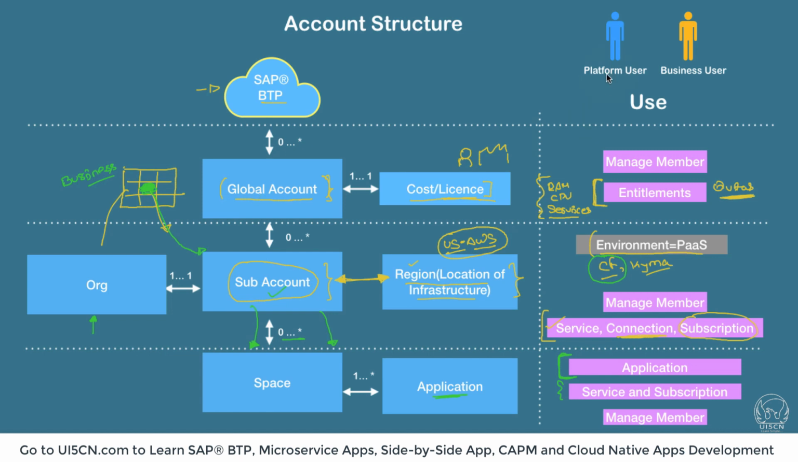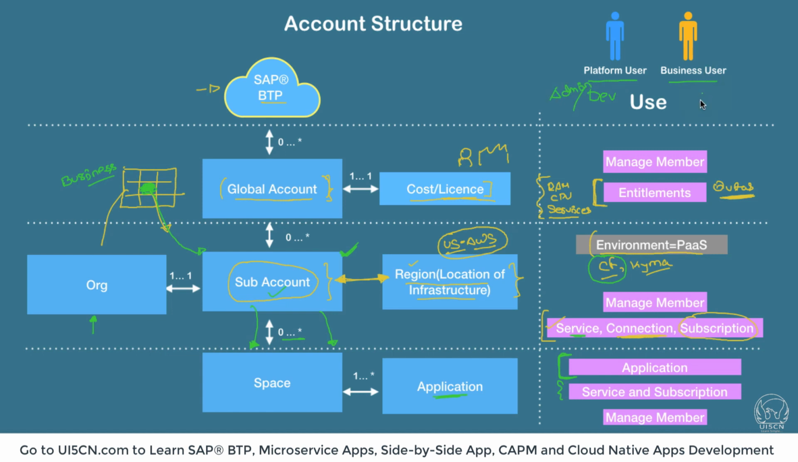Now coming to the user. Now there are two types of user which can be there. One is the platform user and the other is the business user. So platform users are kind of admins who might be developers also, and they are responsible for configuration and they are responsible for setting up of the environments. So they might be setting up the sub accounts, they might be changing or adding destinations, or they might be creating services, and they can also be developers also. So developer or admin, I will say that.